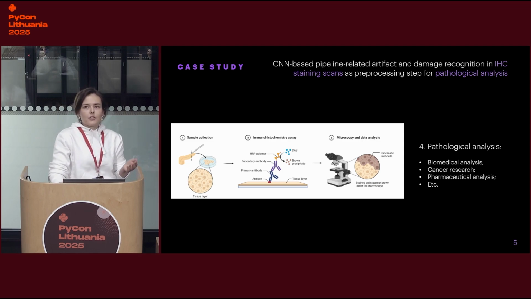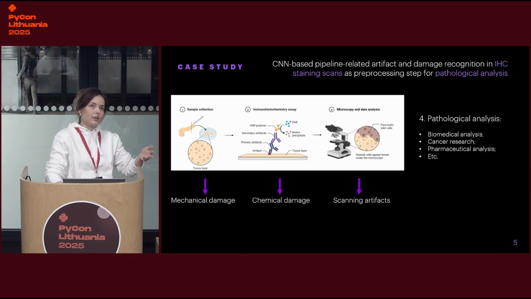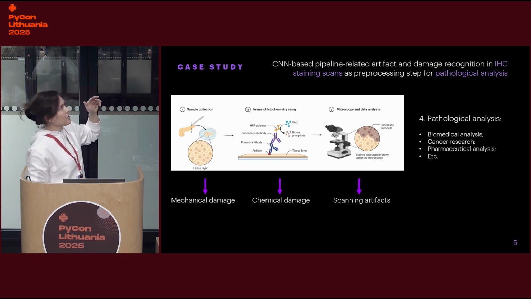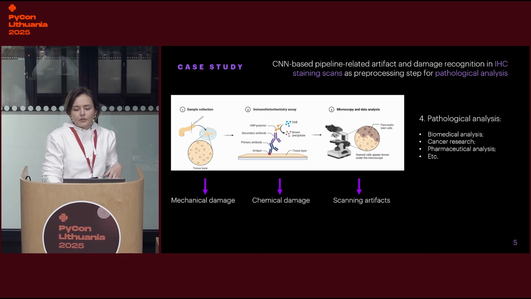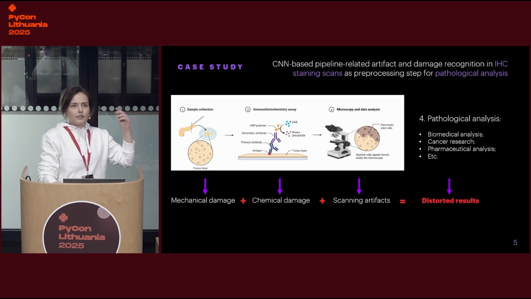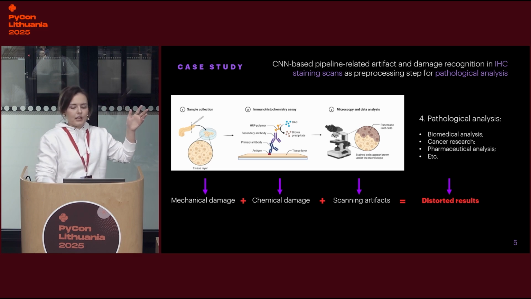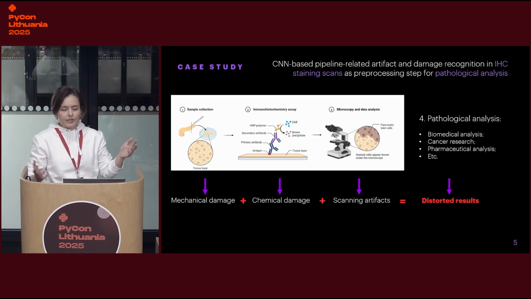So you can imagine we have so many stages. We also have a lot of possibility for errors occurring at any stage of this pipeline. And you see the errors introduce different damages and artifacts. They're all different. And if we let the damaged data and artifact data participate in the pathological analysis, it will distort the results and propagate the error further. So naturally, we need to exclude the artifacts somehow from the pathological data.